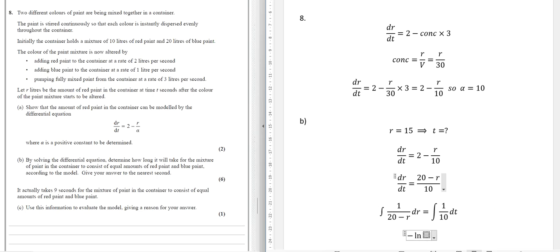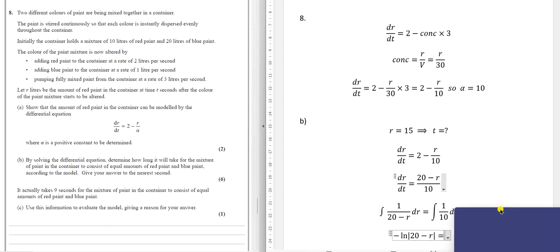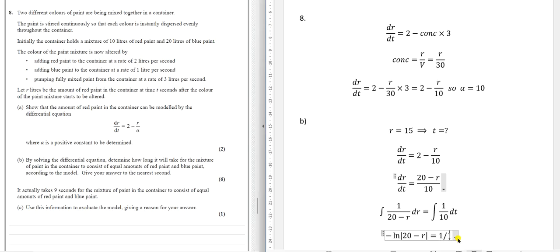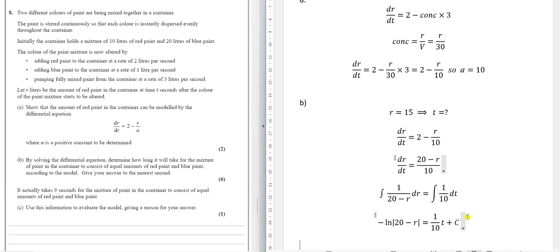This one should be minus ln of 20 minus R, because 20 minus R differentiates to negative 1, so I can pull out a negative 1, and the top is the derivative of the bottom. On the right hand side, we have 1 over 10 t, because we're integrating with respect to t, but don't forget the plus c. That's going to be particularly important, and we're going to use it when we start looking back at how much we had of things at the beginning.